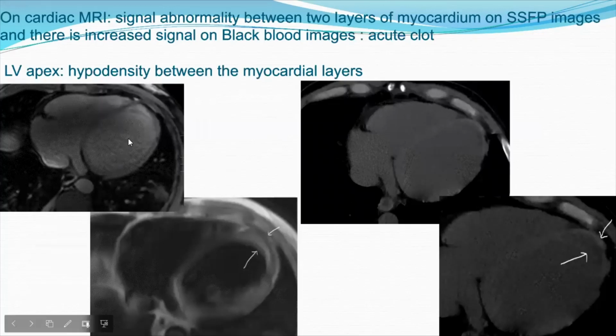So a cardiac MRI was done, and on the very first sequence, the SSFP image and the black blood image, we see there is increased signal between the myocardial layers. On T1, this has a bright signal, which makes us suspicious of an acute clot. So we went back and looked at the CT images. We found there is some subtle hypodensity between the two layers of myocardium, even on the non-contrast images.